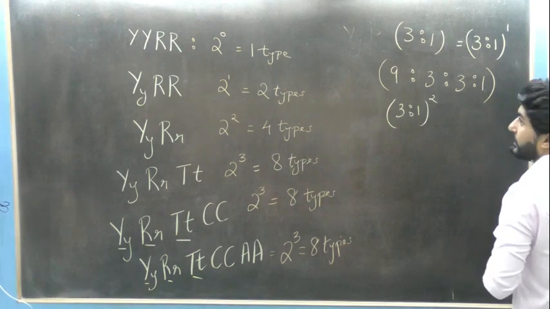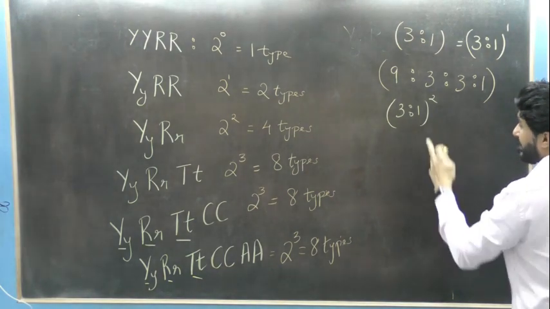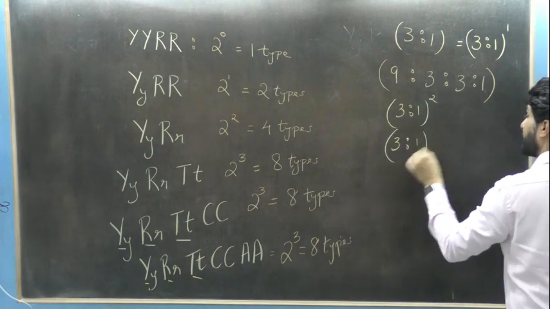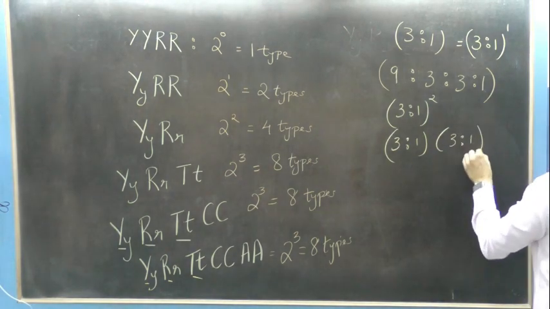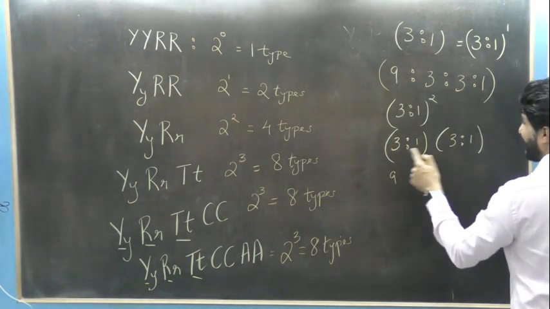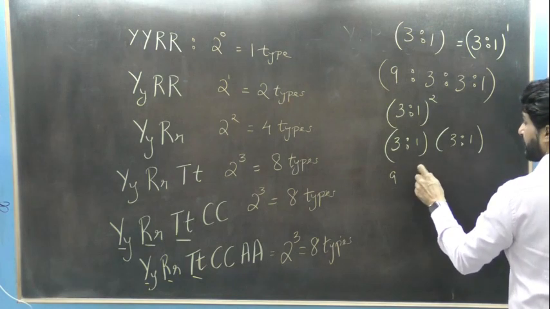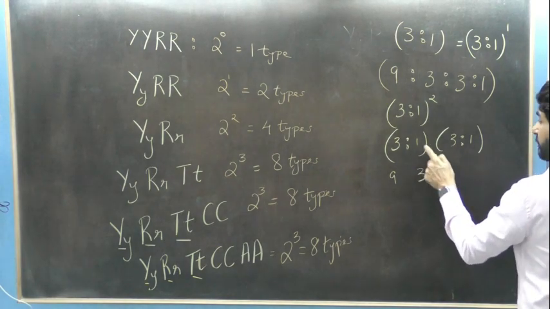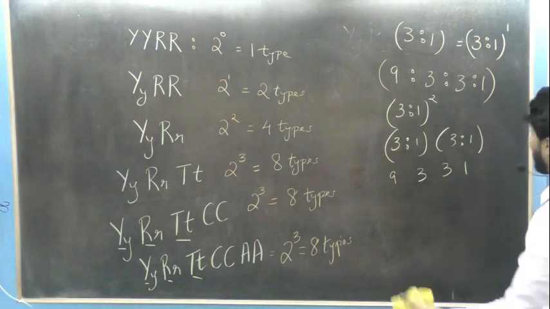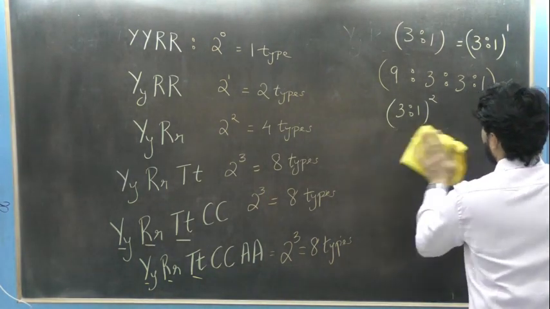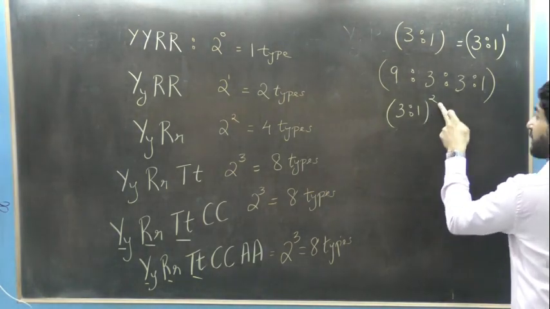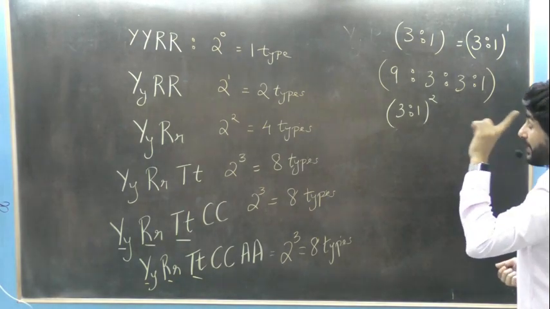In case you have doubts about this, I can prove it if you want. (3:1)^2 is (3:1) multiplied by (3:1), which gives 9:3:3:1. I'm proving what I'm talking about. So anyway, 9:3:3:1 can be written as (3:1)^2 mathematically, by the same logic.